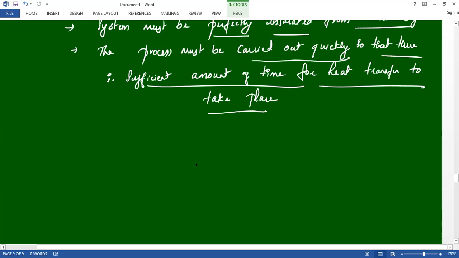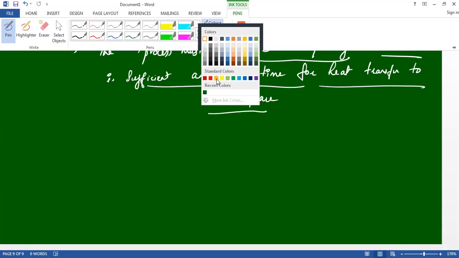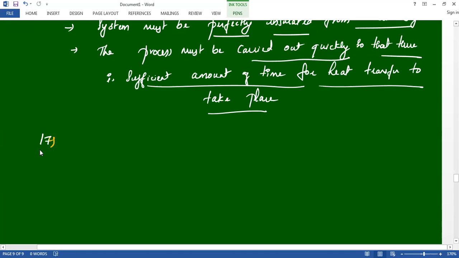Let us move on to the next one, that is laws of conduction. Question number 17. Laws of conduction.